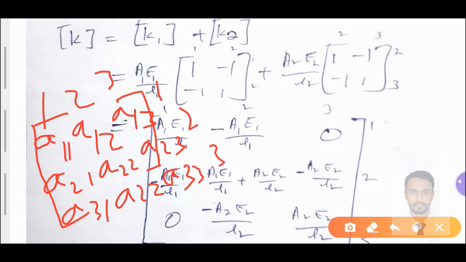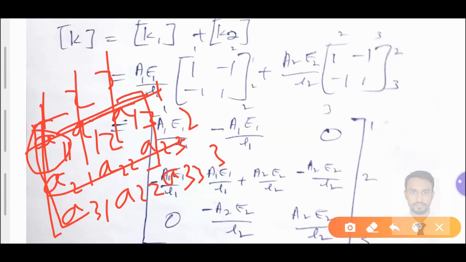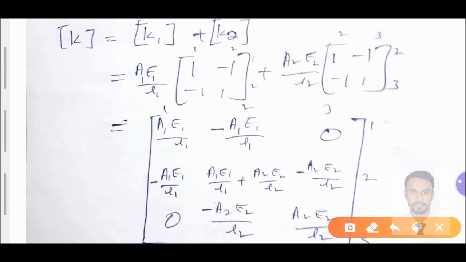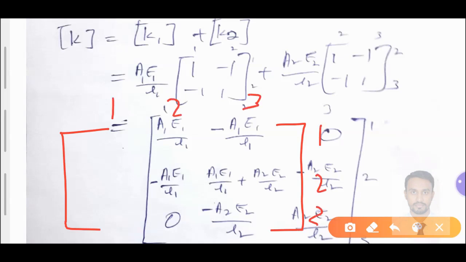Likewise we need to get all the values here: first row first column value, first row second column value, first row third column value, second row first column, second row second column, second row third column, third row first column, third row second column, third row third column. Likewise we have to get all the values. So I will make the actual matrix, 1, 2, 3 and 1, 2, 3. First I'll consider the first row. That means I need to search in these two matrices where the 1 and the first row is.